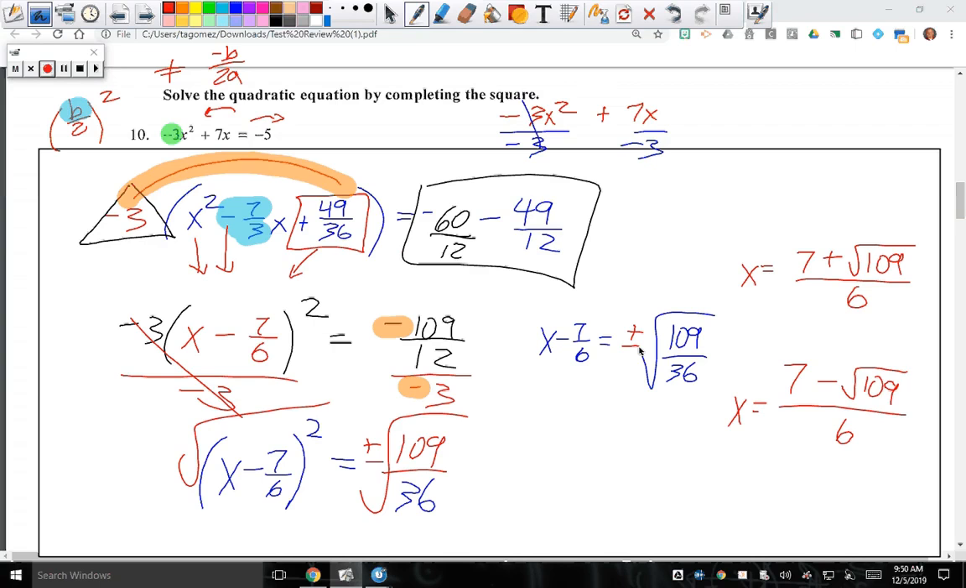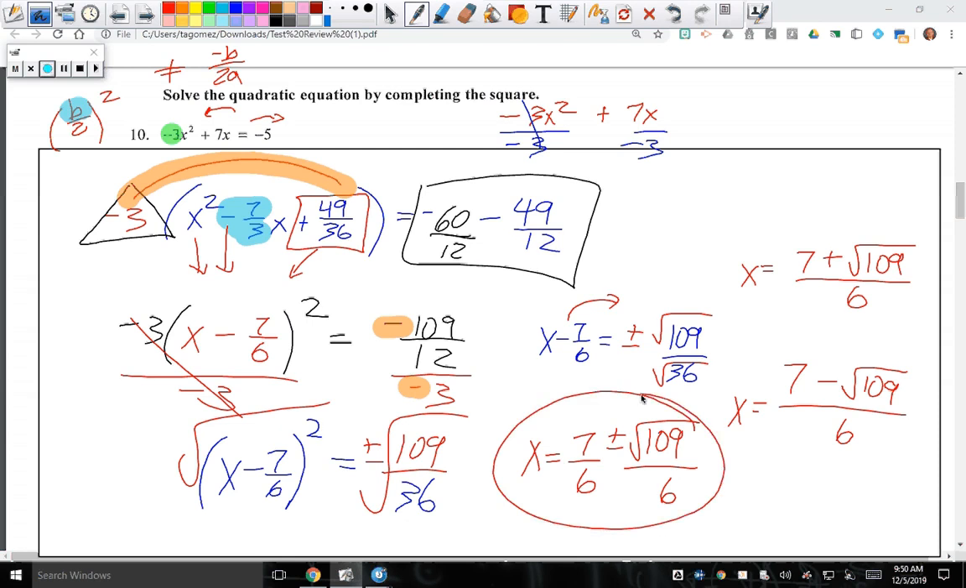That square root, the way it's written, can be broken up to the top and the bottom. The square root of 36 becomes 6. I have a plus or minus. And last but not least, I'm going to add that 7/6 over to the right side. So it'll look like a positive when I move it. You with me? And sure enough, this is the positive and the negative version that you see over here.